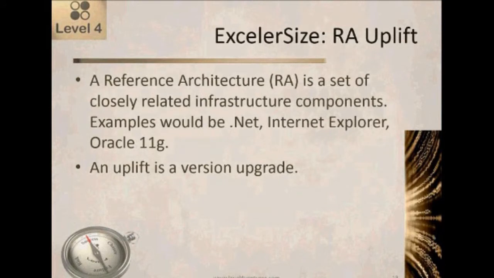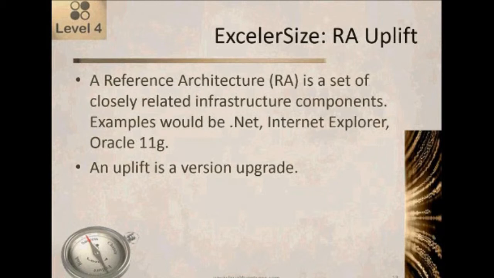A reference architecture is a set of closely related infrastructure components. Examples of reference architectures would be .NET, Internet Explorer, Oracle 11G, etc. And reference architectures normally include both the name of the reference architecture component and also the version number. So you would normally say the reference architecture is .NET 3.0 or Internet Explorer 9.0.